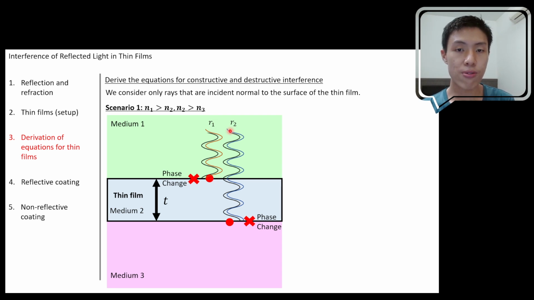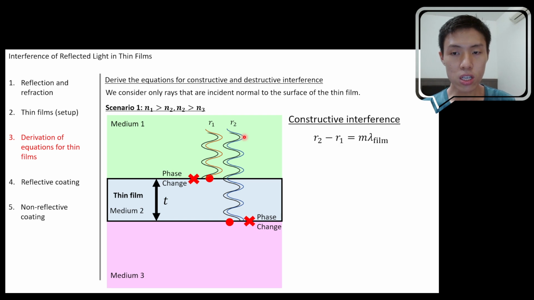The second reflected wave you can get by having the light wave transmitted through the boundary between medium 1 and medium 2 first. Then it arrives at the boundary between medium 2 and medium 3. It gets reflected over here. For this case, there's no phase change. And then it gets transmitted out, or refracts out, from medium 2 into medium 1. Only then will it arrive at the same region as the first reflected wave, and these two reflected waves will interfere with each other.